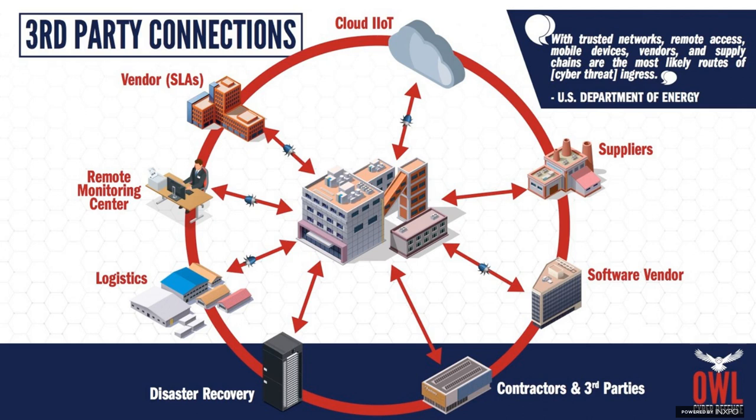You see the quote there from the U.S. Department of Energy. So with trusted networks, remote access, mobile devices, vendors, and supply chains become the most likely route of attack, basically. And what they're saying, similar to what happened at Sony and what happened at Target, is it's those third parties that you're not thinking about as a potential cyber threat or attack vector, which may become that vulnerability you need to be aware of.